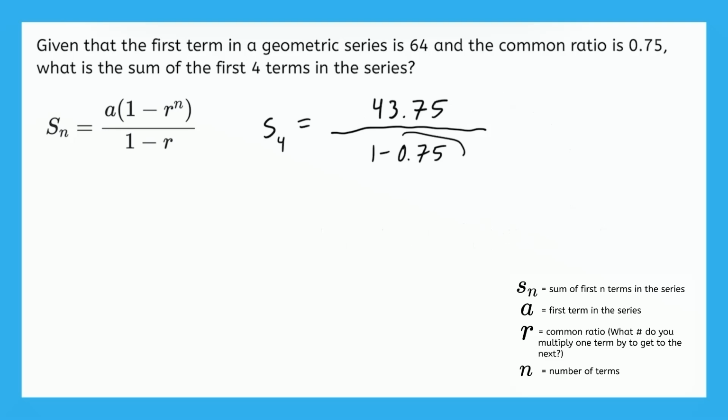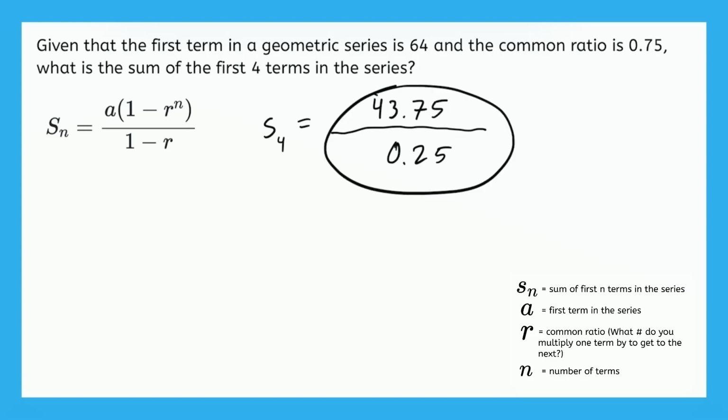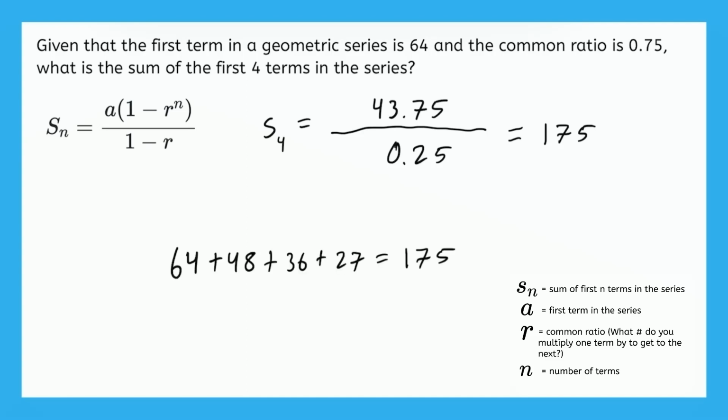Let's rewrite the bottom as, instead of 1 minus 0.75, we'll just write 0.25. All right, and lastly, what is 43.75 divided by 0.25? That gives us 175. So we have the answer, but what would this series actually look like if we wrote out each term? Well, 64 is that first term, times 0.75 gives us 48. 48 times 0.75 gives us 36. 36 times 0.75 gives us 27. And when we add all of those up together, we do in fact get 175.